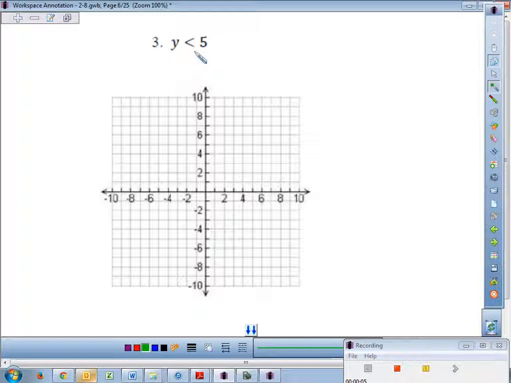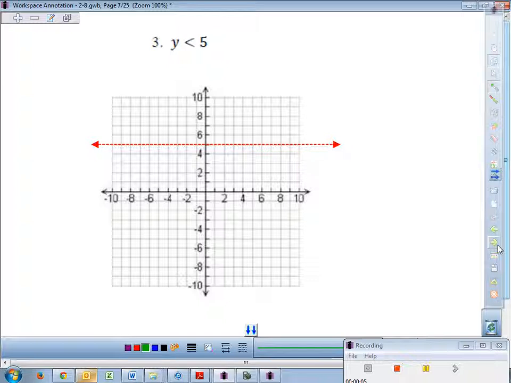What kind? Solid or dashed? And what will it go through on the y-axis? 5. Just like that. Horizontal, dashed line, going through 5, because y is 5 every time if that was an equation. Y is 5. 5 doesn't count, though, so that's why it was dashed.